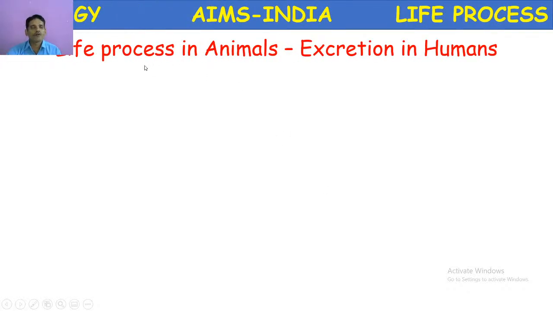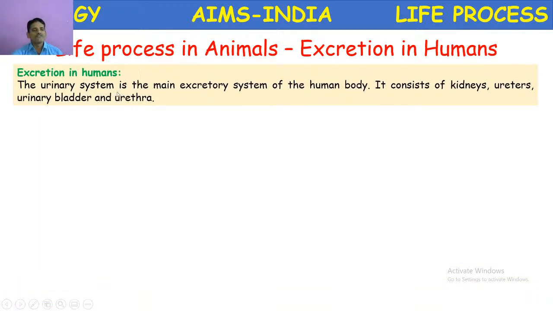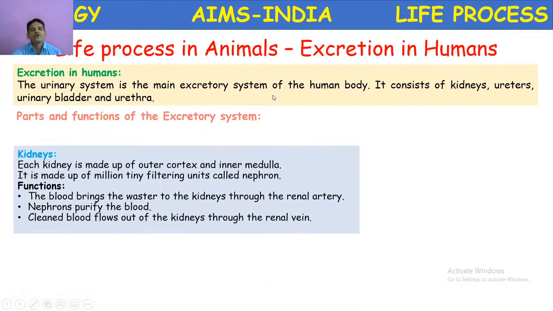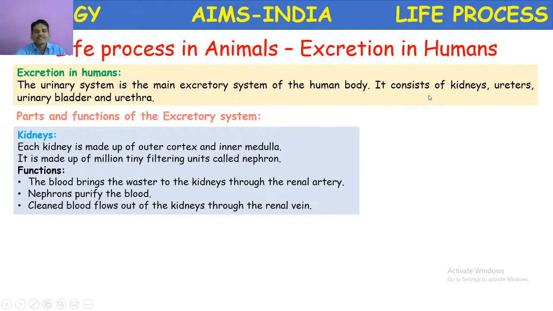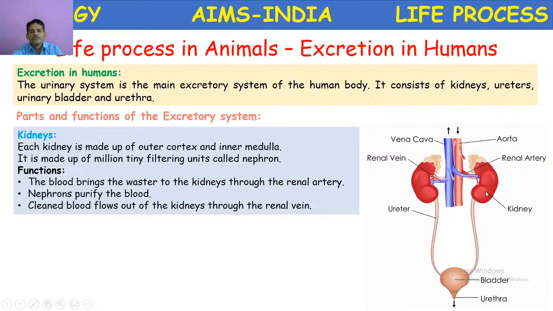Next, we come to the concept of excretion. It is another life process in animals. In humans, the urinary system is the main excretory system of the human body. Mainly it consists of four parts: kidneys, ureters, urinary bladder, and urethra. This forms the urinary system, or excretory system. So let us see the arrangement and structure.